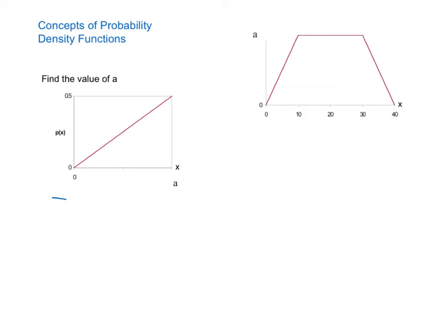I just want to use this video to discuss a few examples, mainly on the concept of probability density function, or more commonly known as PDF. And let's look at this first one. Let's use the idea of PDF to find the value of A.